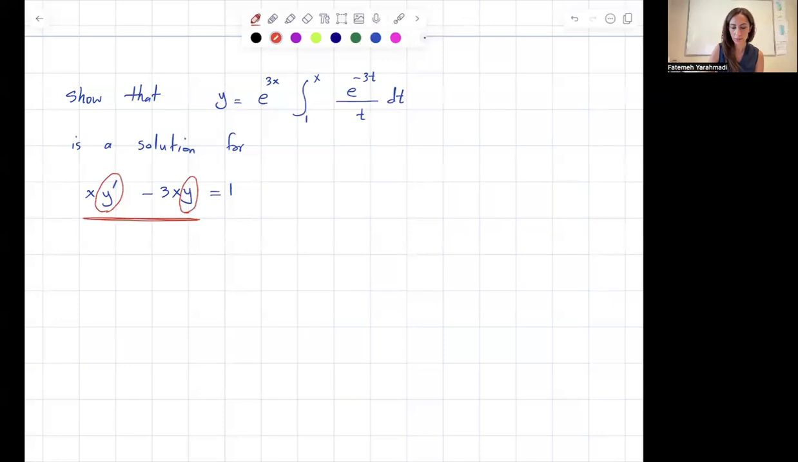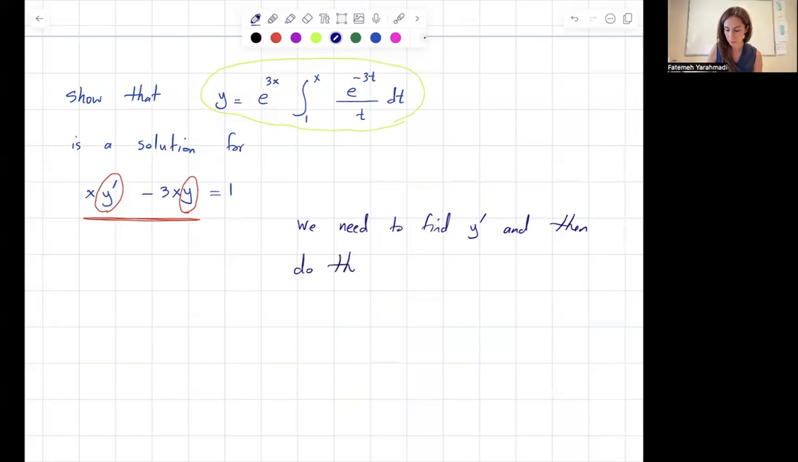We have y, we need to find the derivative of y as well. So let us write this down. And we need to find the derivative of y and then do the substitution. Our y is equal to e to the power 3x times the integral of e to the power negative 3t divided by t dt. T is changing from 1 to x.